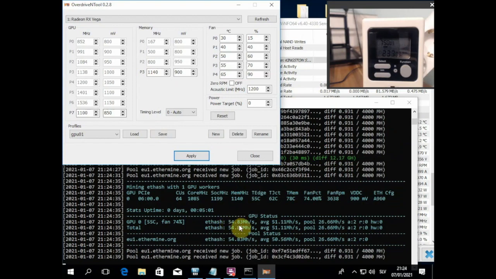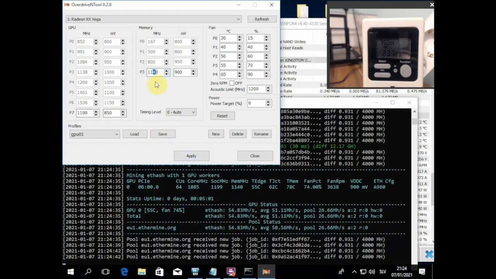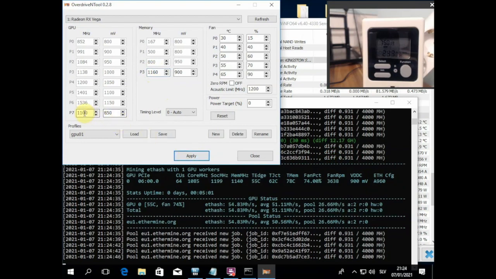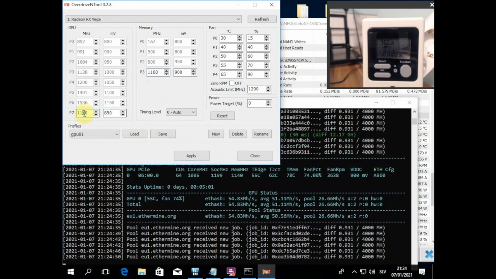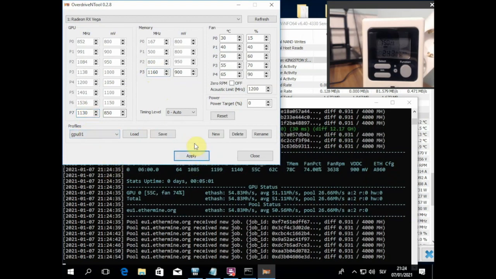Okay, we are getting 54.8. Let's push GPU a bit more so we can see where we can go. I think on core we can go 1130. I hope we will not crash.